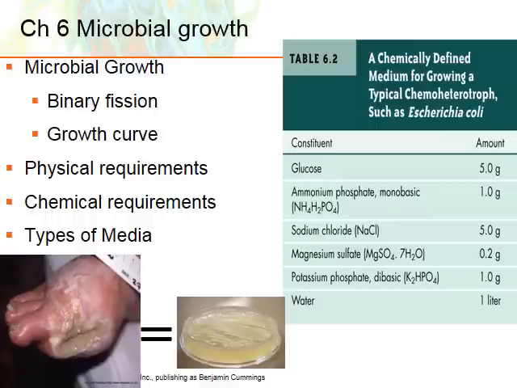I've already introduced you to the growth curve in Chapter 8, and once we go through that again, I will show you the different physical and chemical requirements for growth. And lastly, we'll go over the different types of media.